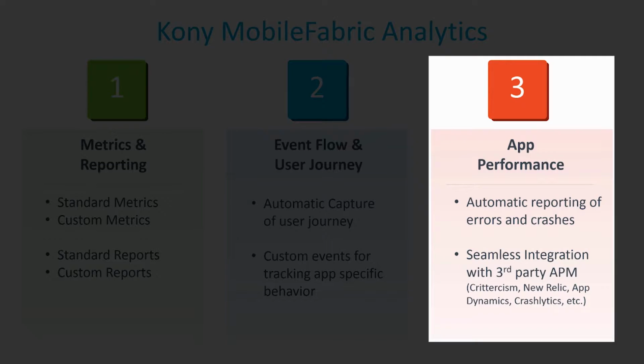The last category is application performance. The MobileFabric SDK enables the capturing of any unhandled exceptions, handled exceptions, or crashes that occur in your client application. You can also use the SDK to trigger custom errors based on business rules. These errors will be incorporated into the events and user journey I just described, so the business admin or operations team can get a full picture of when, where, and how often errors are occurring. Hooks are also available to easily integrate third-party APM vendors if needed, such as Crittercism, New Relic, AppDynamics, and Crashlytics.